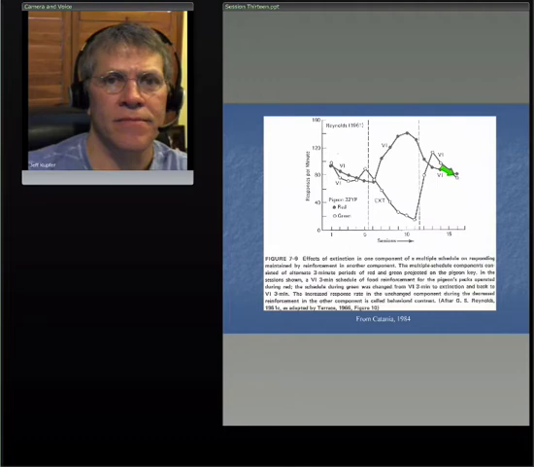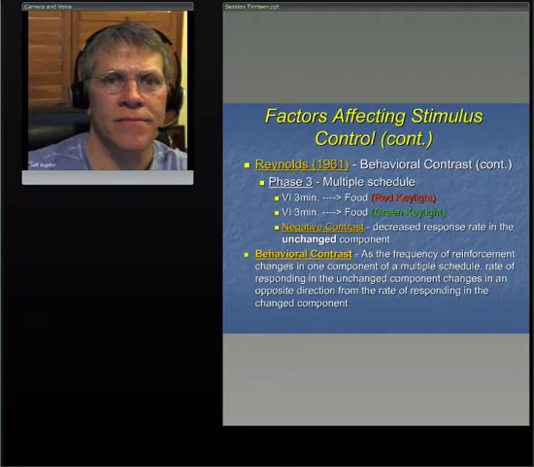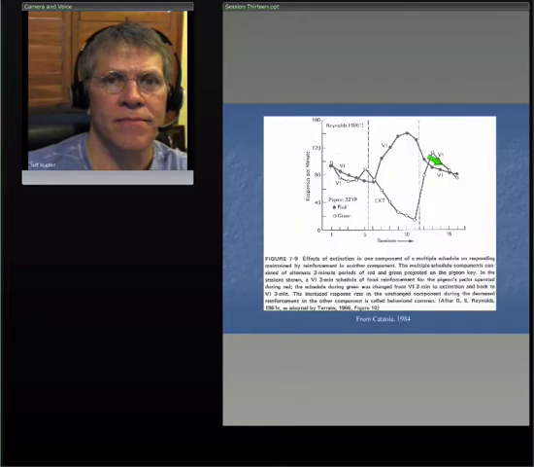We call that negative contrast, because we're so clever as behavior analysts. Now, actually, it's negative contrast in which we see a decrease in the rate of responding in the unchanged component. Okay? And that's what we're seeing here. Change in the unchanged component, it comes down. And again, even though we're talking about pigeons, the human analog is just the same sort of thing.